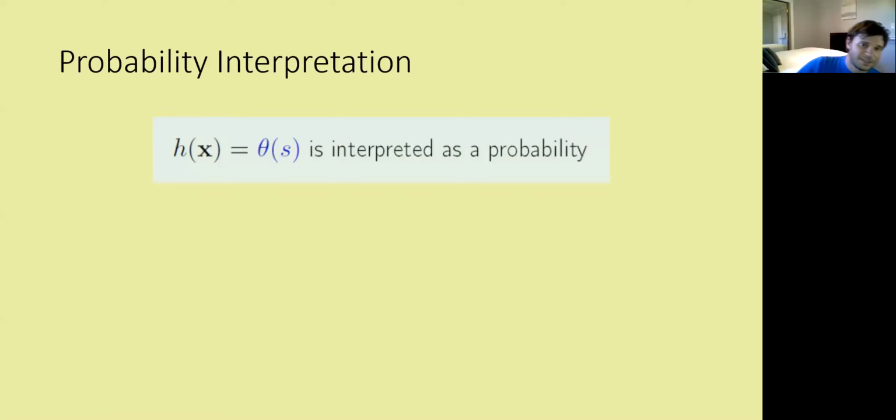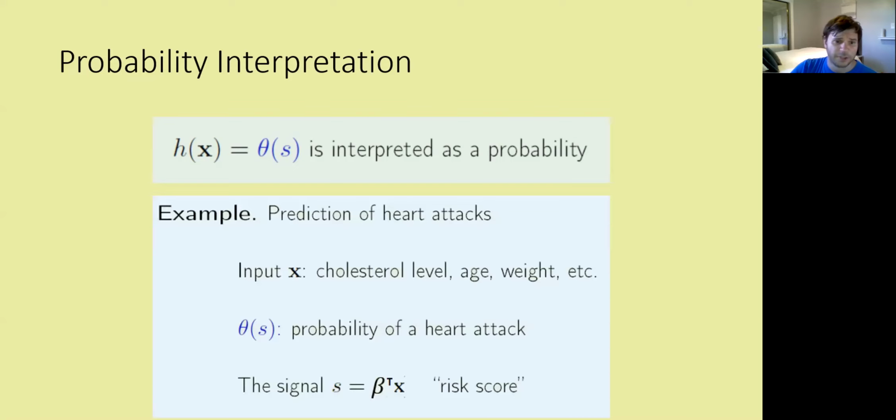And as we mentioned before, there is a probability interpretation. Our hypothesis, h of x in logistic regression, is interpreted as the probability of observing y given x. So in our earlier example, we were talking about predicting heart attacks. The input, the x data, is like your cholesterol level, your age, your weight, whether or not you're a smoker. Theta of S would be, instead of your risk score of getting a heart attack, the probability of you getting a heart attack. So your risk score is the input here, but the output, theta itself, is the probability of a heart attack. The signal is that linear component. The signal is linear, but the theta function is nonlinear. So when we plug the signal into that theta function, that is why this is a nonlinear regression technique.